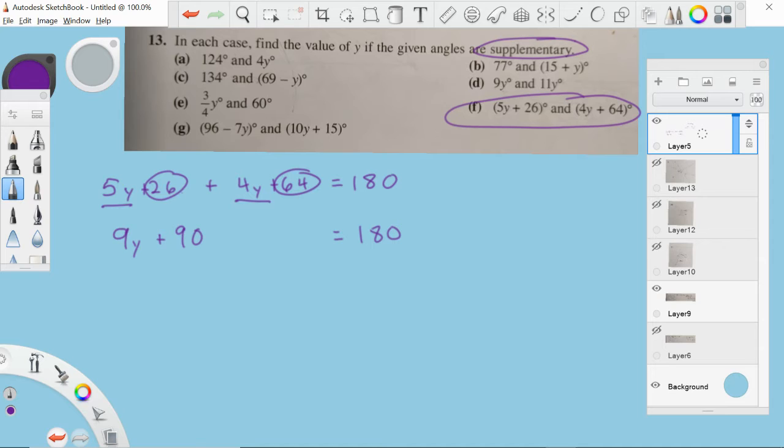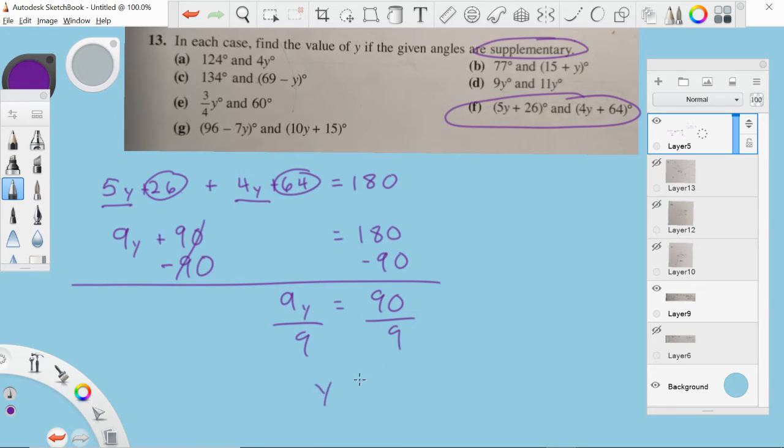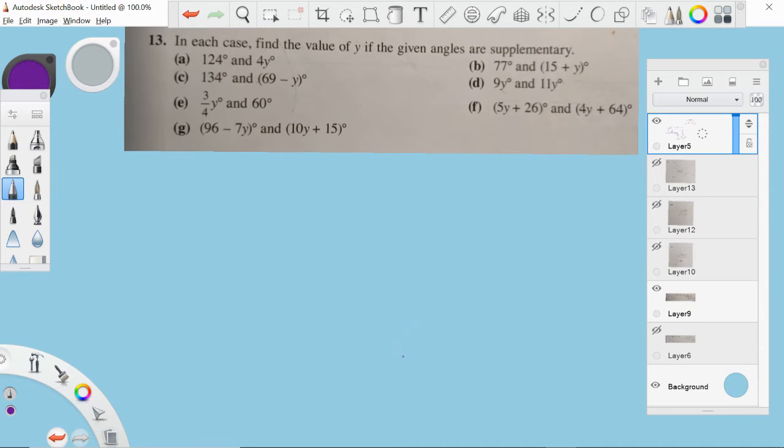Let's solve for y now. I want to get the variable y by itself, so I'm going to subtract this 90 off of the left side. If I subtract 90 from the left side, I have to subtract 90 from the right side. That cancels out. 9y is equal to 90. Divide by 9, and you get that y is equal to 10. That's your solution. That's how you're going to do number 13. All of these problems are pretty much the same. You're just adding these two angles together and the sum is 180. Okay, moving on.